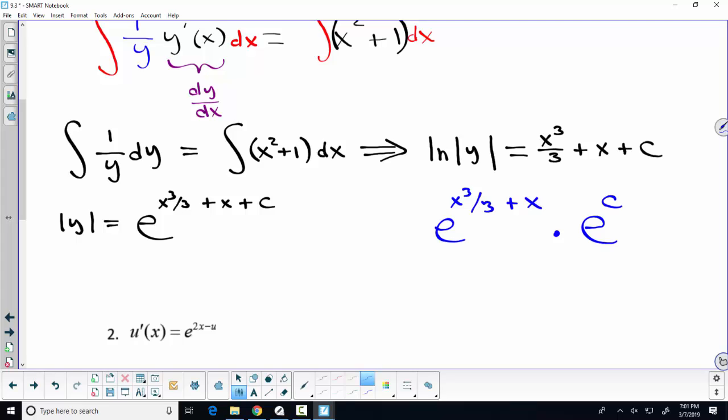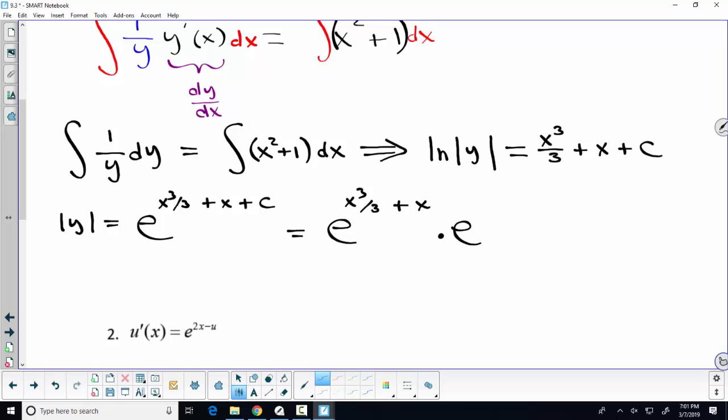Just say that's just C. And then we just call that another constant. E to the c is just another constant. So that's e to the x cubed over 3 plus x times e to the c. So you just put that C up front, right? Yeah, but e to the c gets absorbed as another constant. So call that a or b or c2 or whatever you want to call it. So we're going to call that c1.